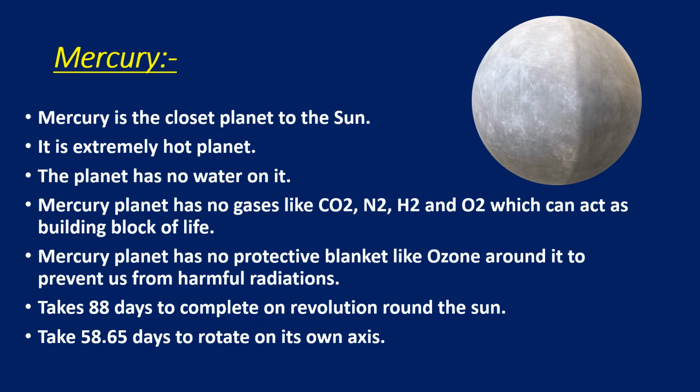It takes 88 days to complete one revolution around the Sun. It takes 58.65 days to rotate on its own axis.